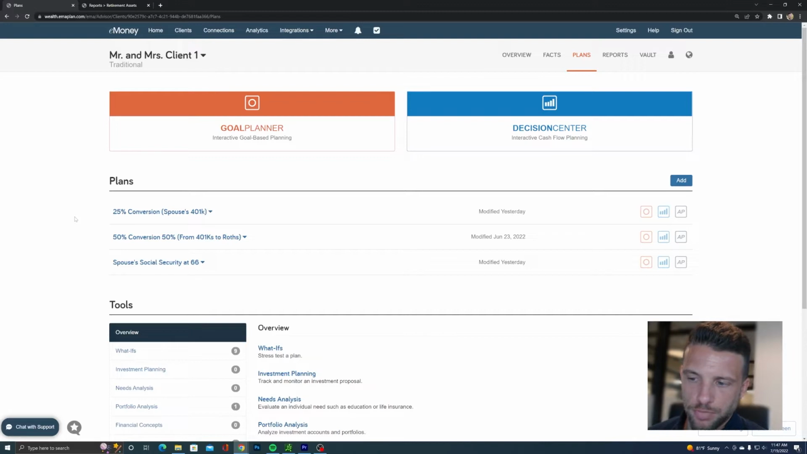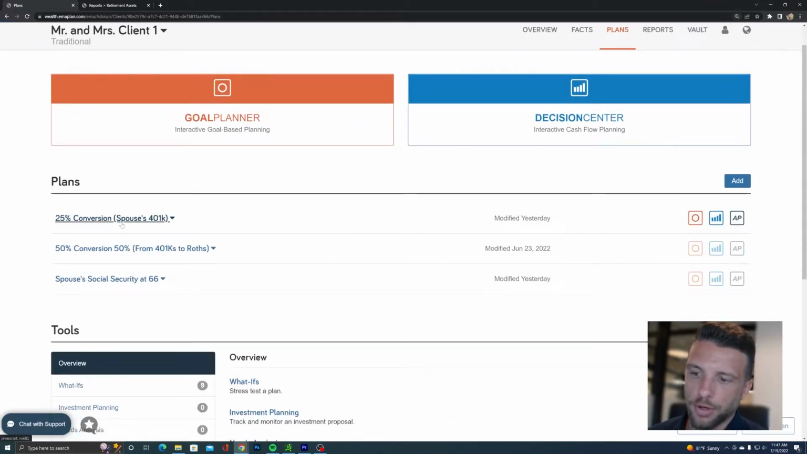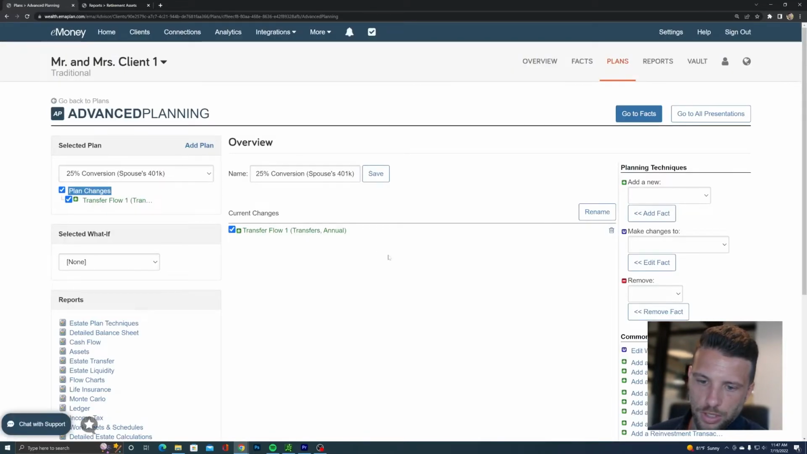I've already pre-built these. So the first one I did is a 25% conversion. It was an arbitrary number. And the idea here is that we're just going to take the spouse's 401k. It's 25% of the retirement assets, and we're going to convert that over. So I'm going to open this for you guys so you can see what I did here. If I click in here to transfer flows, it becomes pretty obvious.